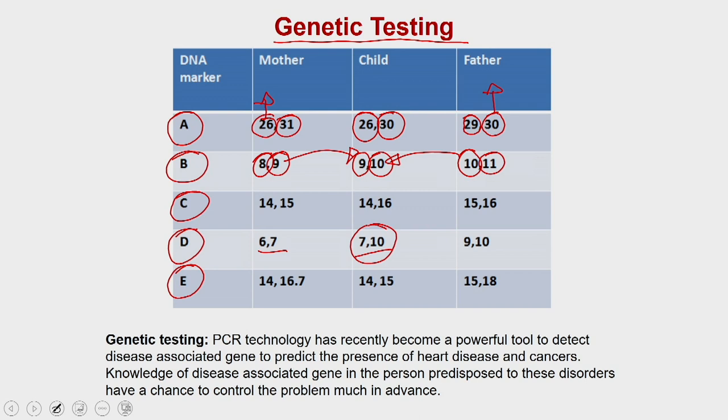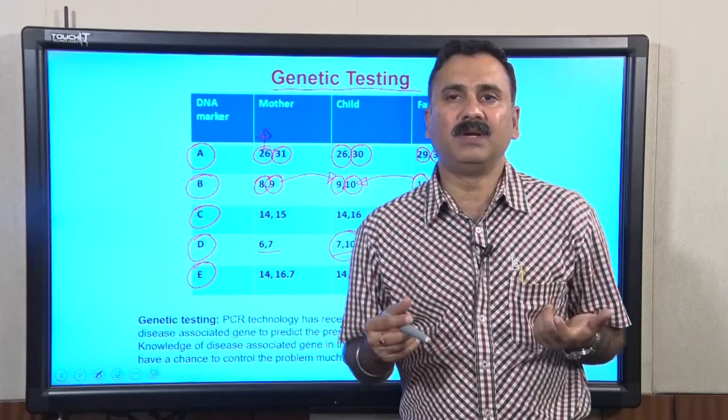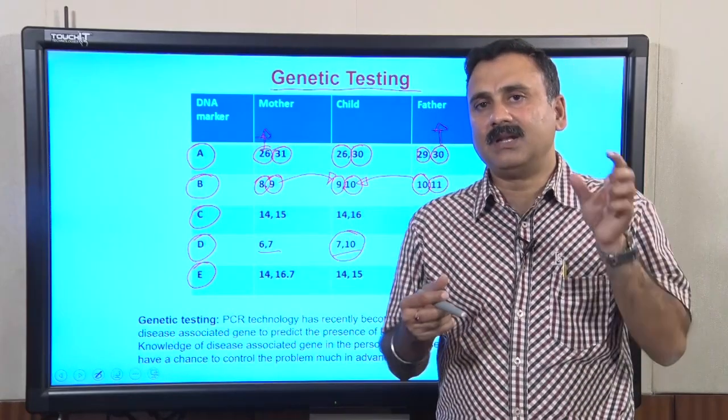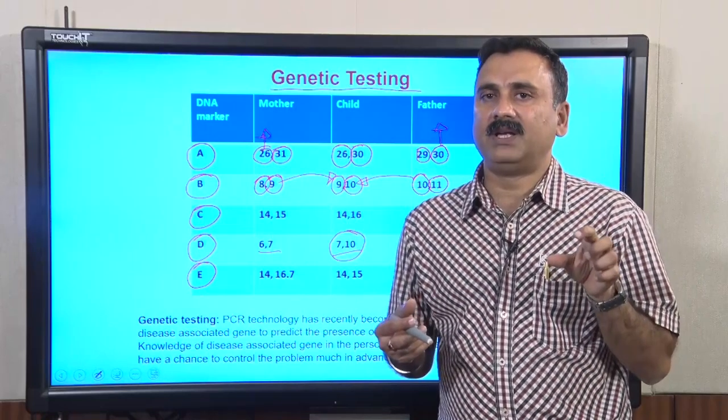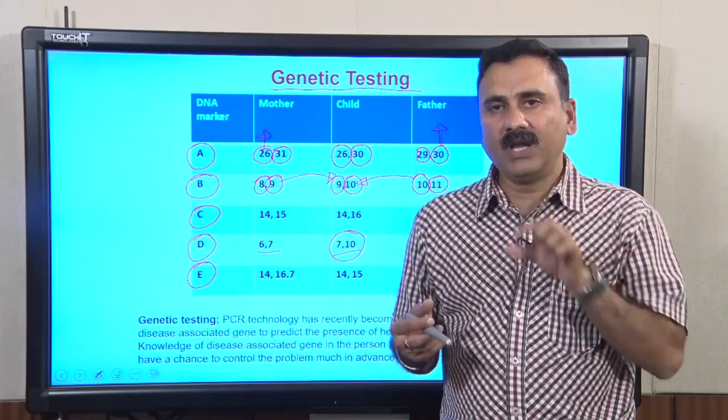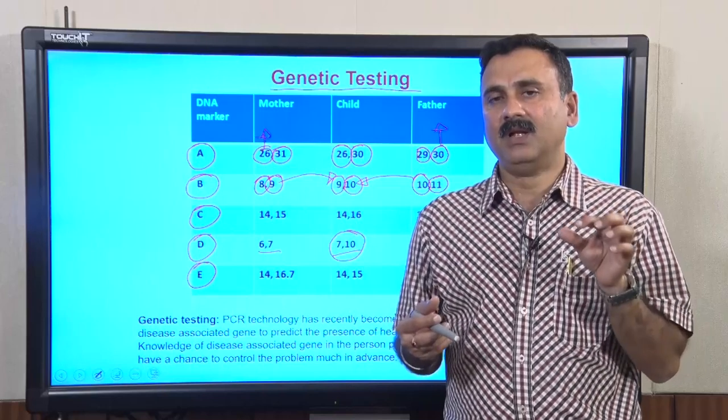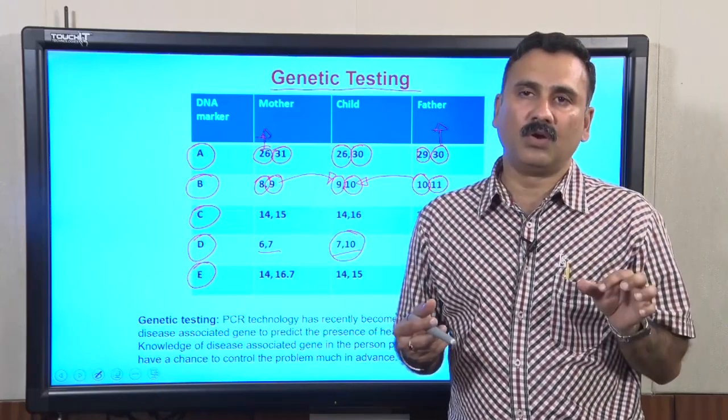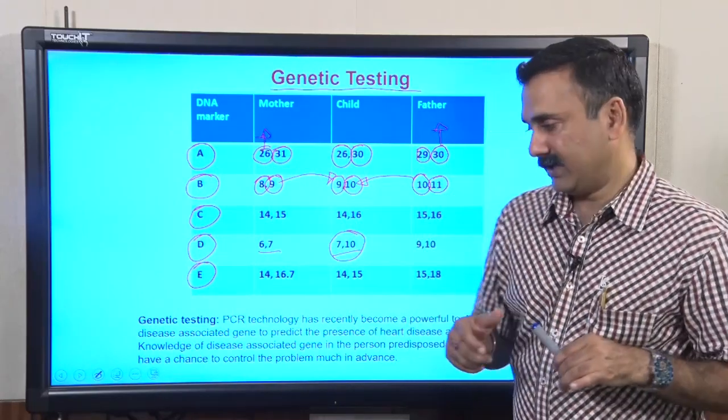For example, if somebody is prone to cancer because they have a BRCA gene, BRCA gene PCR amplification can also be done to predict whether a particular person is predisposed to breast cancer or not, using this PCR technique.